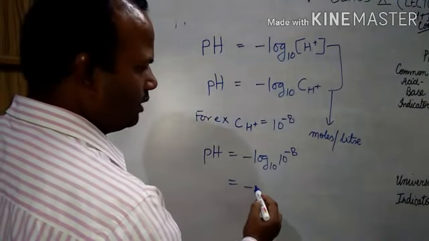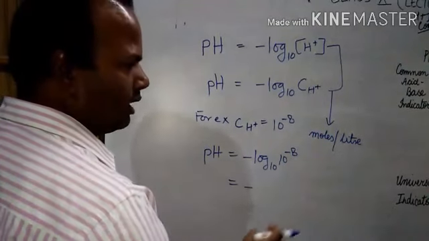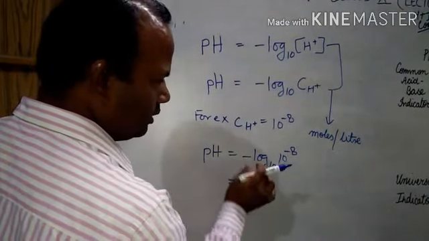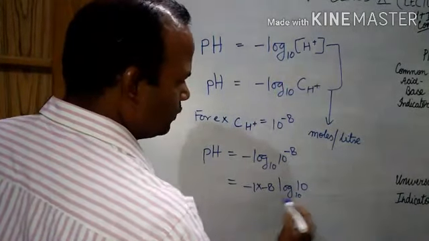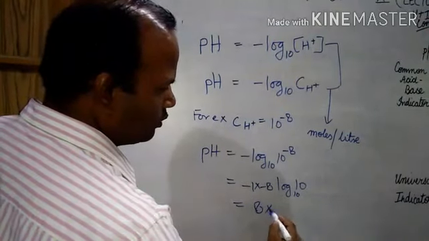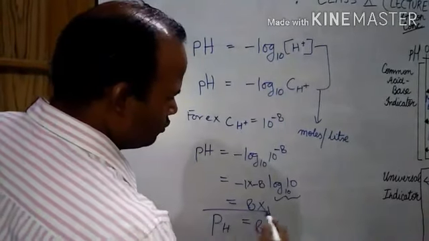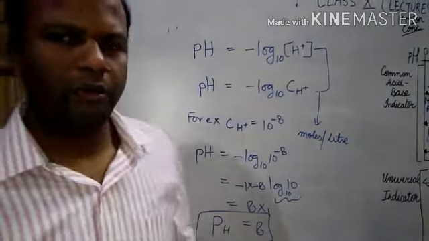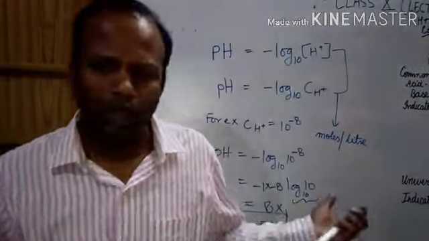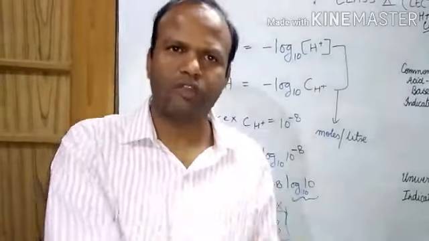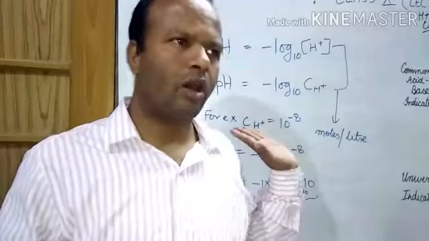You know that log m to the power minus n is equal to minus n log m, so minus into minus 8 log 10 base 10. Minus into minus 8 into 1, so pH comes to 8. This way, by applying mathematical concepts, you can calculate the pH, right? And the scale, you know, ranges from 0 to 7, 7 to 14. So this is all about pH.